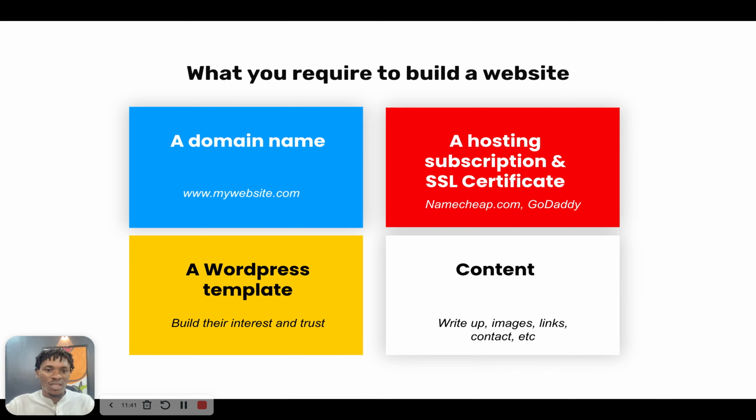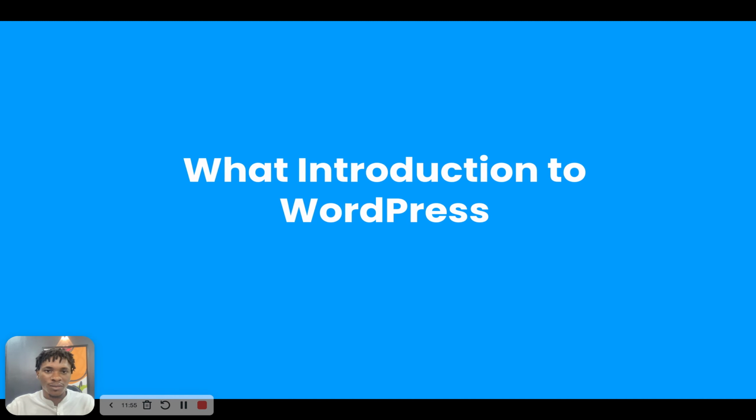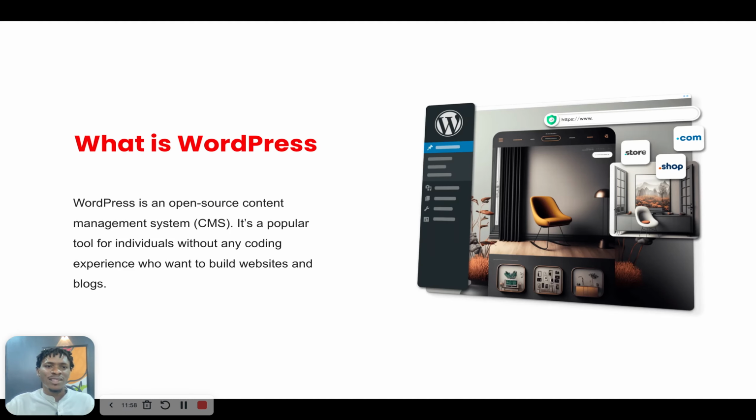And the third thing you need is a WordPress template. I'll speak to that later on. And the final thing is you need content to build sites, whether the write-ups, the images, the links, the contacts, you need information. All right, then let's take a look at Introduction to WordPress.